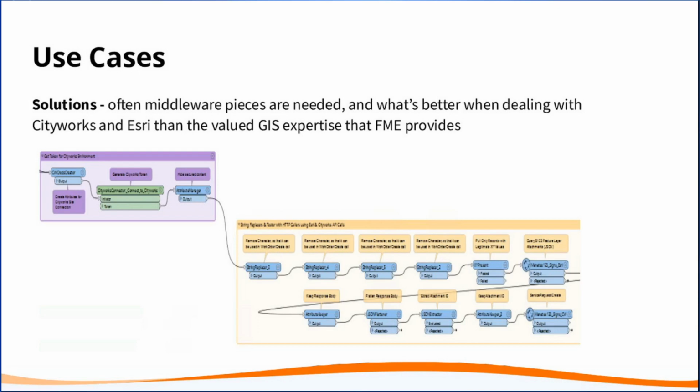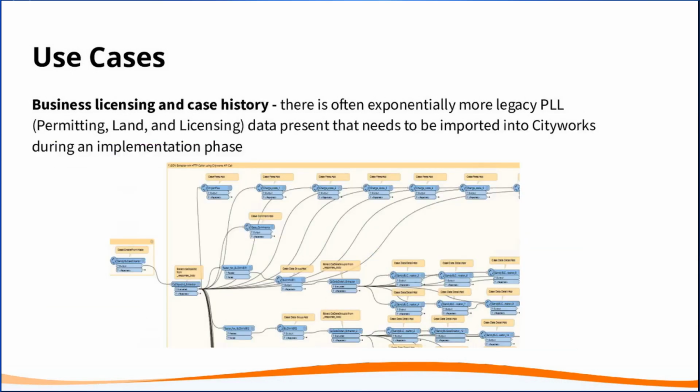And finally, we have our business licensing and case history. So usually there is a lot of data when it comes to legacy permitting, land, and licensing data. In Cityworks, we call that PLL. And this presents the need that it needs to be imported into Cityworks during an implementation phase.